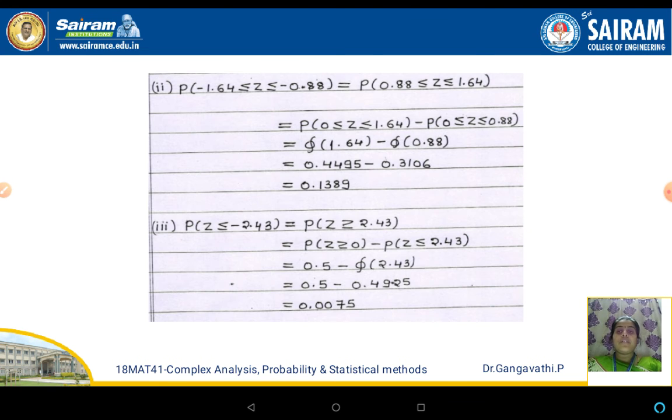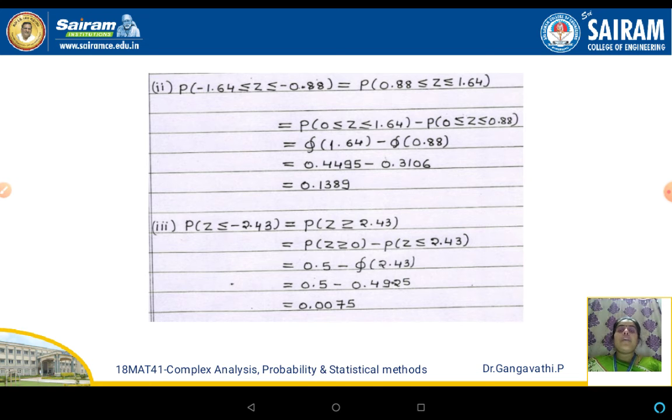Similarly, let us move on to the second subequation. The second subequation here is the z value varies between minus 1.64 to minus 0.88. You can go back to the note and check where we have upper limit minus lower limit. When both are having a negative sign, we can write that in the reverse way. The upper limit becomes the lower limit and the lower limit becomes the upper limit, so that we can avoid that negative sign.